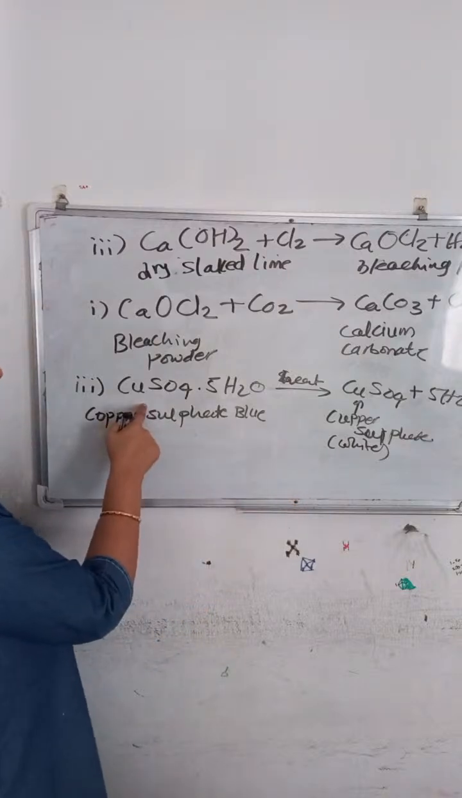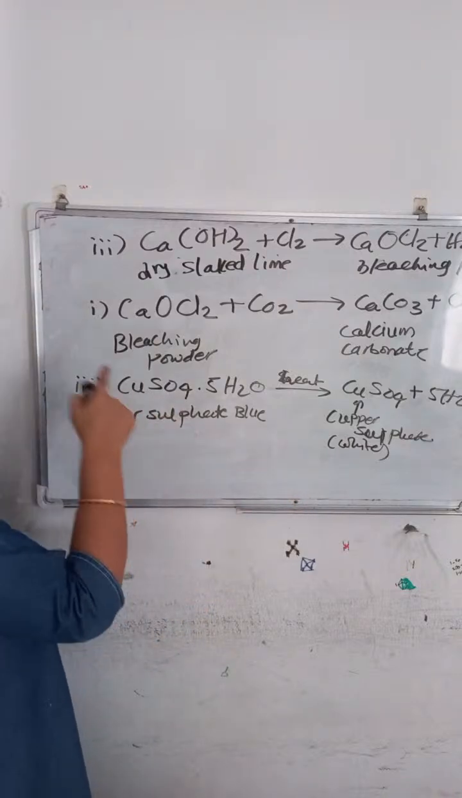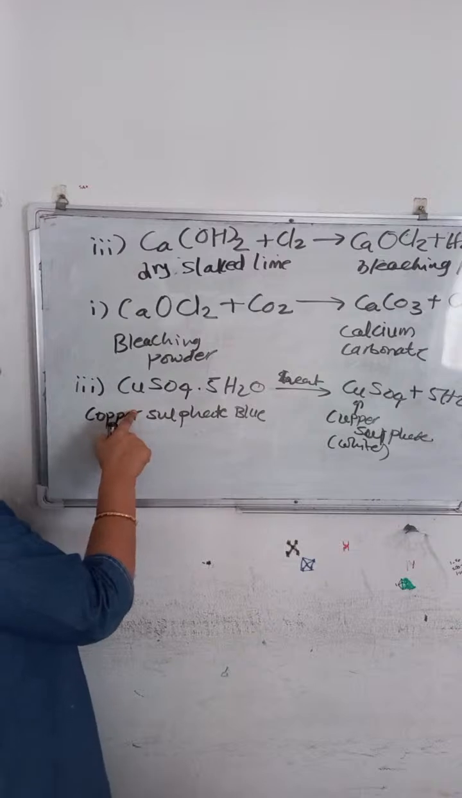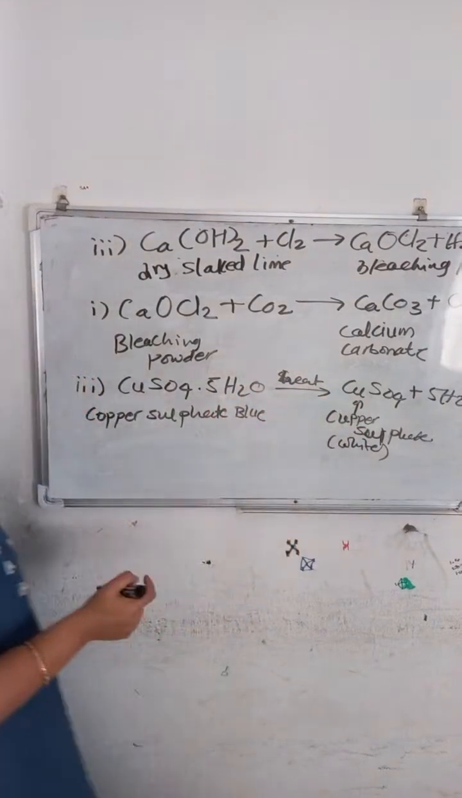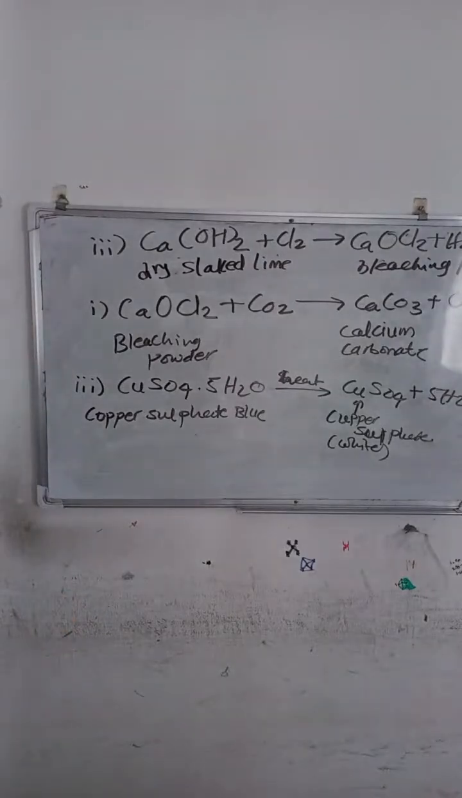We have here copper sulfate that is blue in color, but when you heat it, this blue copper sulfate can convert into white. That is the change that will take place over here. This is nothing but your second part.